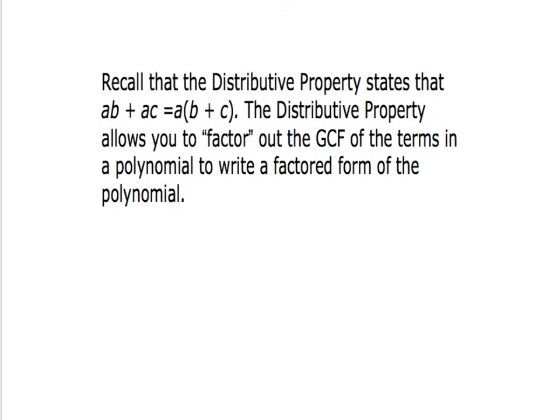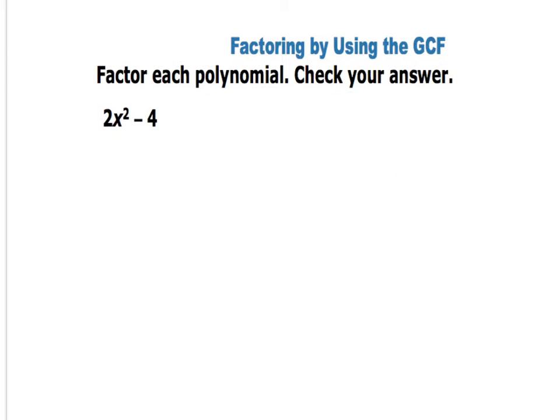All right, so let's go ahead and show you what we're talking about. Let's start out with this first one here. If I take the first term in this binomial, we are going to break it into its prime factors. So it's going to be 2 times x times x. Now taking the other one, notice it's a negative 4. So it's going to be negative 1 times 2 times 2.